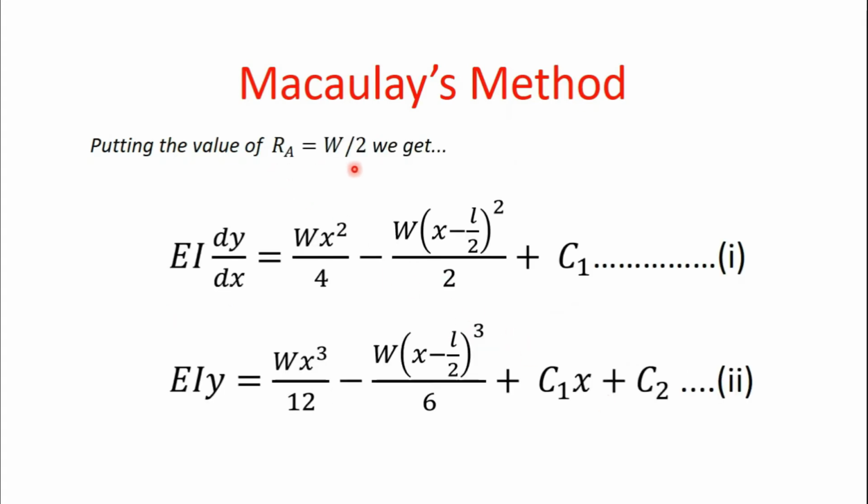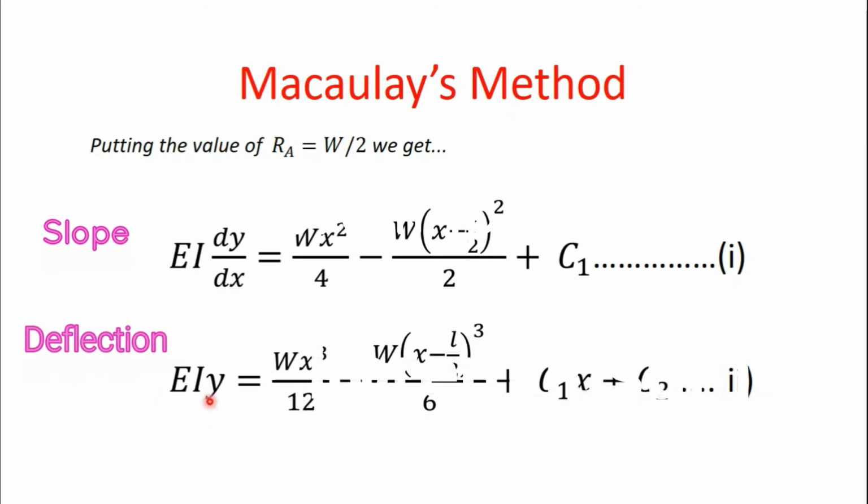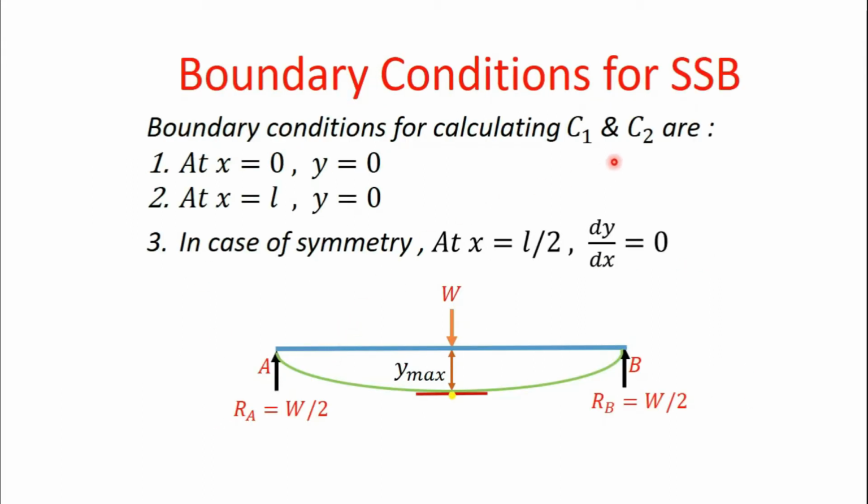Now putting the value of RA equals W by 2, we get this equation, which is equation number 1 for dy by dx, the slope of the beam, and for the deflection of the beam we get this equation, which is equation number 2. We see that both the slope and the deflection are functions of x as well as W and L, where W, L, C1 and C2 are constants, so slope and deflection are functions of x only.